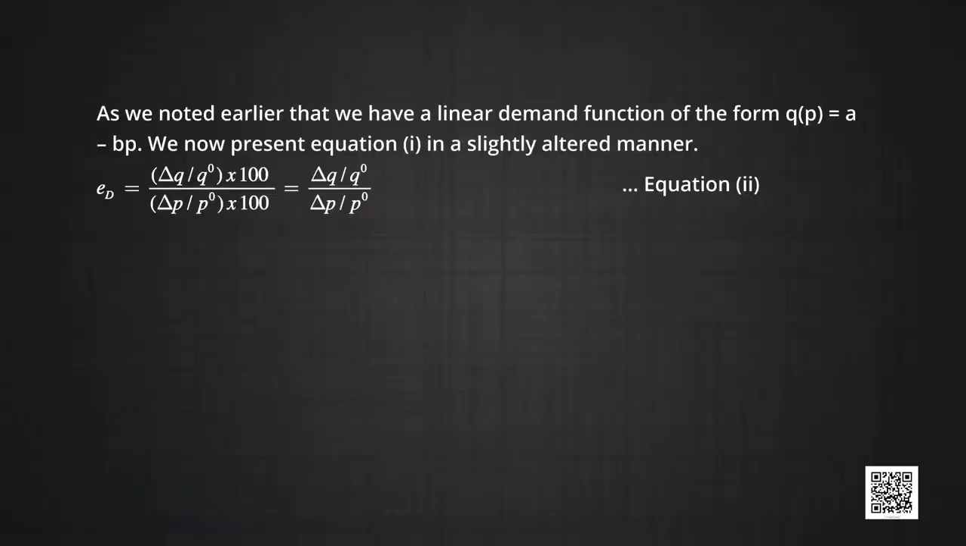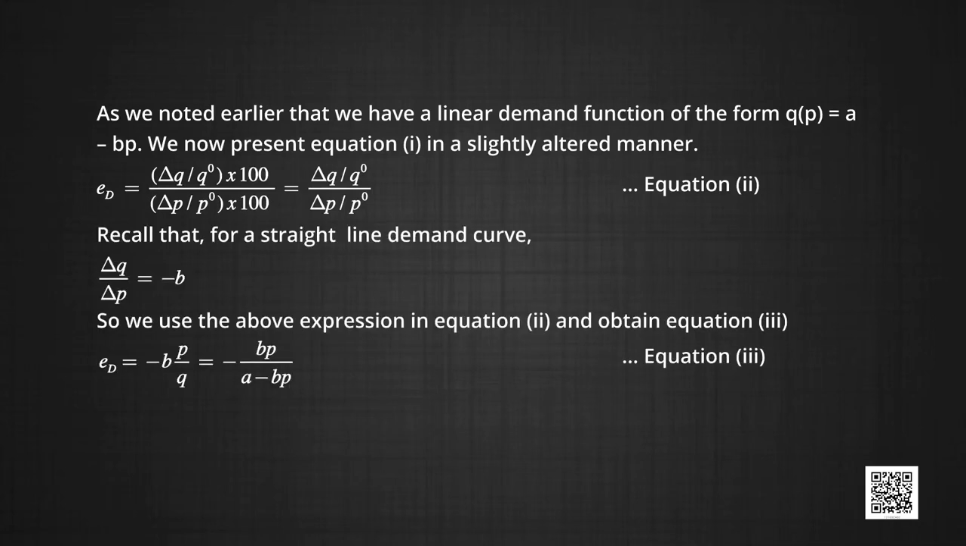As we noted earlier, we have a linear demand function in the form Q(P) equals A minus BP. We now present equation 1 in a slightly altered manner. Recall that for a straight line demand curve, the slope is minus B. So, we use the above expression in equation 2 and obtain equation 3. All that we have done here is to substitute minus B for the slope, which is change in quantity divided by change in price, in the first term.